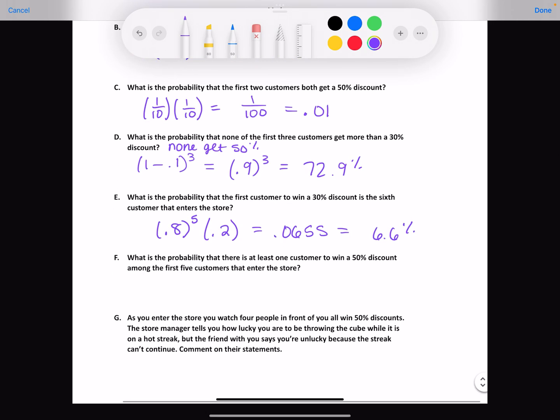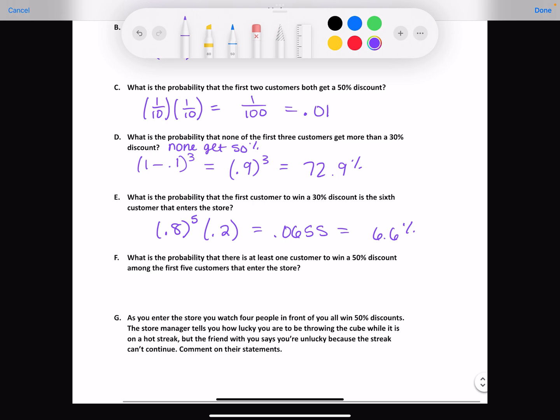What is the probability that there is at least one customer to win a 50% discount among the first 5 customers that enter the store? You have 5 people. It says at least one. So what does that mean? It doesn't matter what the other people get. At least one implies that up to all of them could get 50% off. So the only way that there is not a customer in the first 5 that gets a 50% discount is if none of them do.